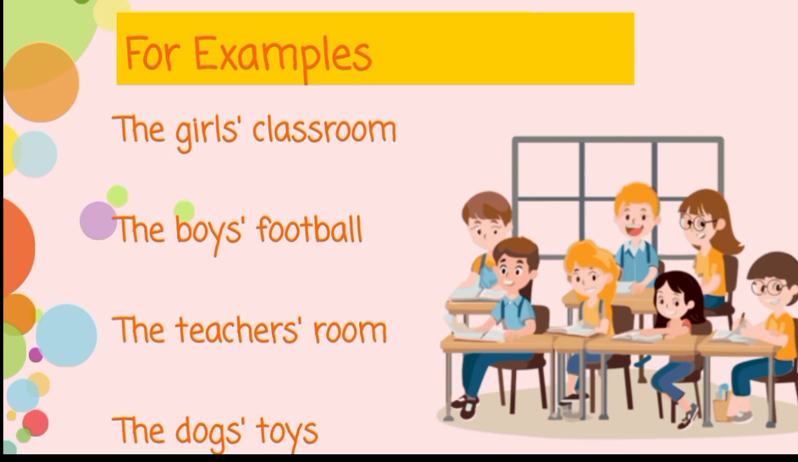The girls' classroom. Here girls is a plural noun and at the end of this word is s. So here to show ownership we will just add an apostrophe. The girls' classroom. It tells us that the classroom belongs to the girls. The boys' football. Again, here is boys and we have added an apostrophe, which shows that the football belongs to the boys.